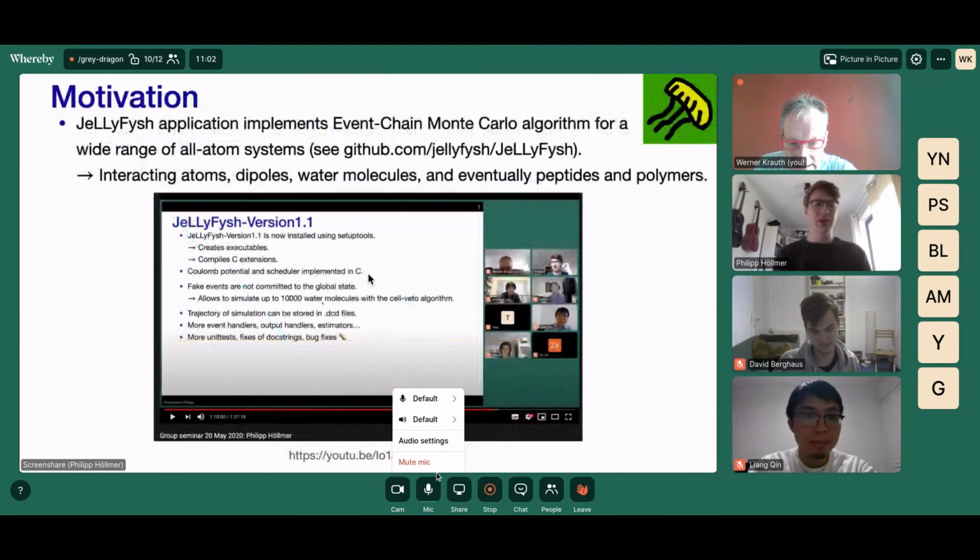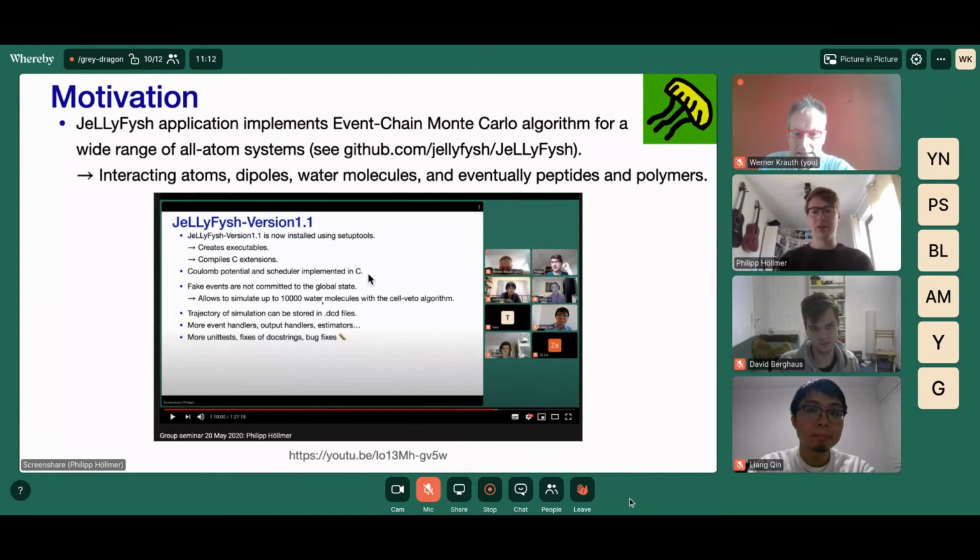Before I start with the description of our fast sequential Markov chains, I would like to motivate our work a bit so you all understand why we studied this in the first place. As you all know, I am working together with Liang Qin, Tony Max, and Werner Krauth, who are all here today. We are working hard on developing the JellyFish application, which implements the Markov-chain Monte Carlo algorithm for a wide range of all-atom systems in a very general way. Right now, it can treat interacting atoms, dipoles, and water molecules, and it is eventually aimed at simulating peptides and polymers, so to do molecular simulations.